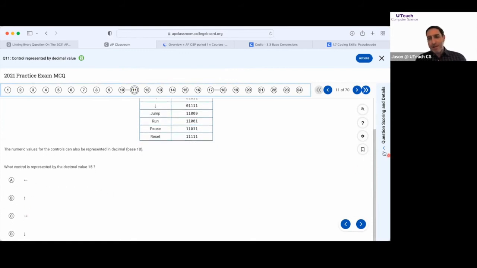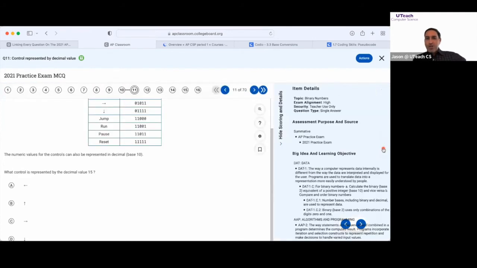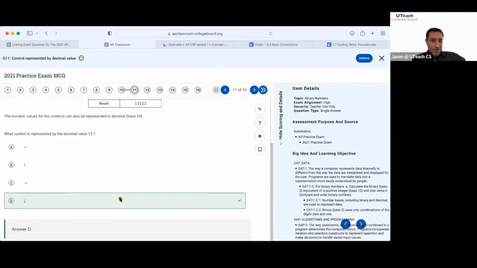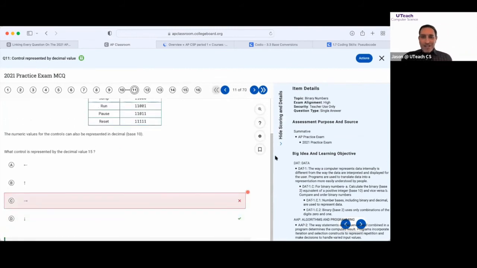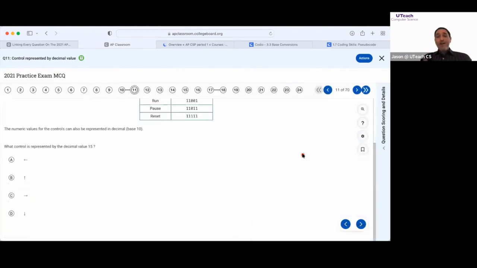Now, remember, in the AP Classroom, all you have to do is click over here, and it'll show you the correct answer and give you the rationale. So notice, I'm not sitting here telling you what the answer is because that's not important for you. AP Classroom will tell you the answer. AP Classroom will tell you what the correct answer is and why.